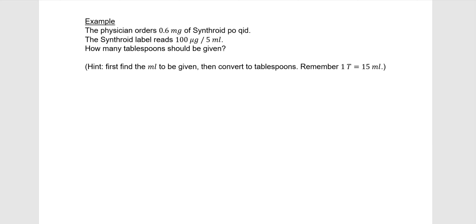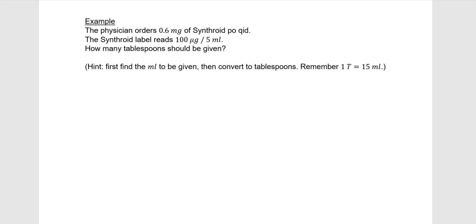So the physician orders 0.6 milligrams of Synthroid by mouth 4 times per day, and the Synthroid label reads 100 micrograms for every 5 milliliters. We want to know how many tablespoons should be given. Okay, so this one, I put a little hint down here. First, let's find the milliliters to be given, and then we're going to convert that to tablespoons. And then I put the conversion here: 1 tablespoon is 15 milliliters.